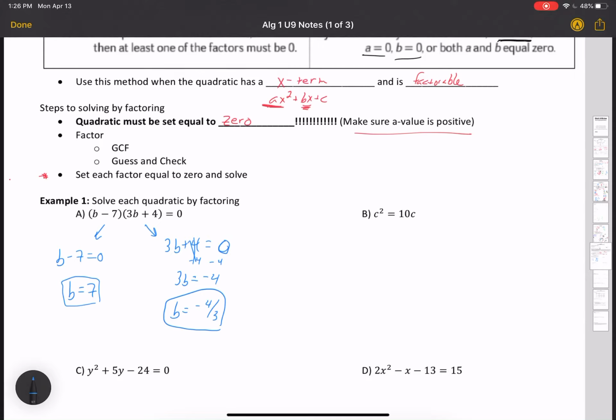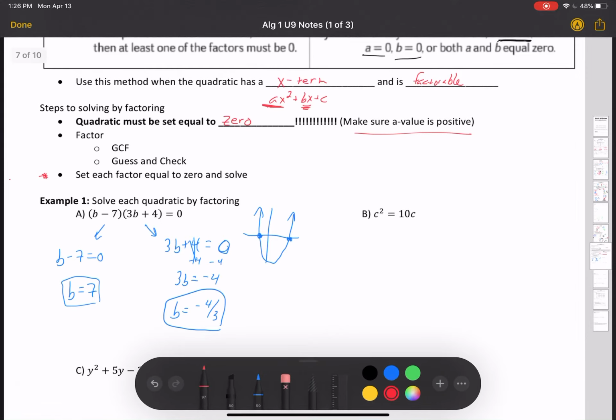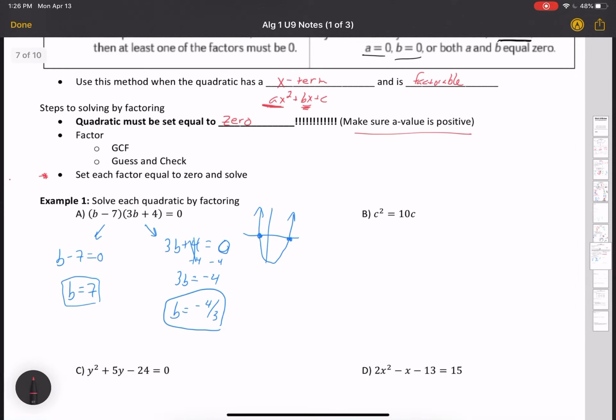Okay? And remember, solutions are x-intercepts. So if I were to look at a graph of a quadratic here, I would have an x-intercept at 7 and an x-intercept at negative 4/3. And then this quadratic would look something like that. It's referring to the x-intercepts. We're just doing it without having to graph and use our calculator. We're being a little bit smarter and a little bit faster with solving these quadratics.